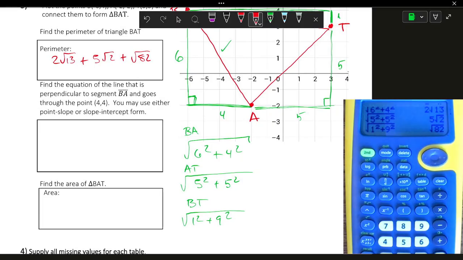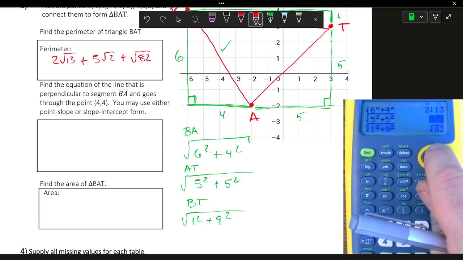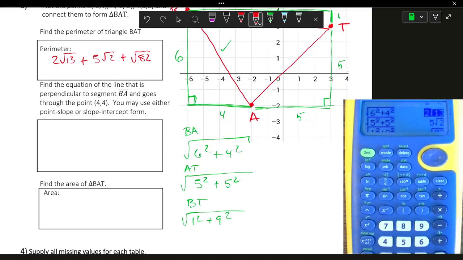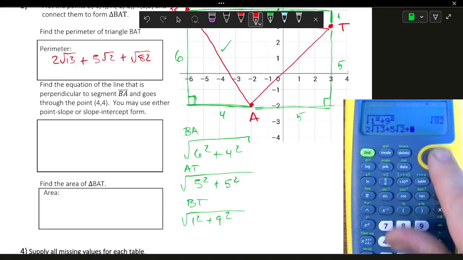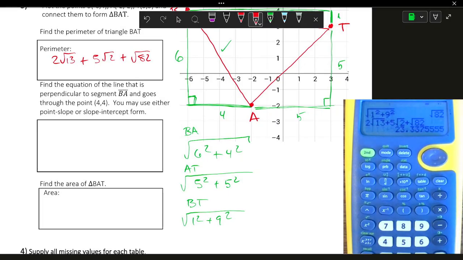If I want, I can convert it to a decimal. I can go grab this first number, got it, and I'll say plus the second number, got it. I'll say plus the third number, got it. Now that's what they are combined as a decimal. So it's equivalent to 23 point, I'll round to the nearest tenth, 23.3. So I could say 23.3 units, approximately to the nearest tenth. All right, there we go. That is part 1. What is the perimeter of that triangle?